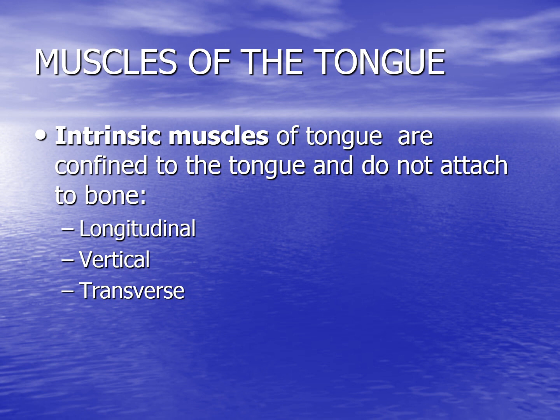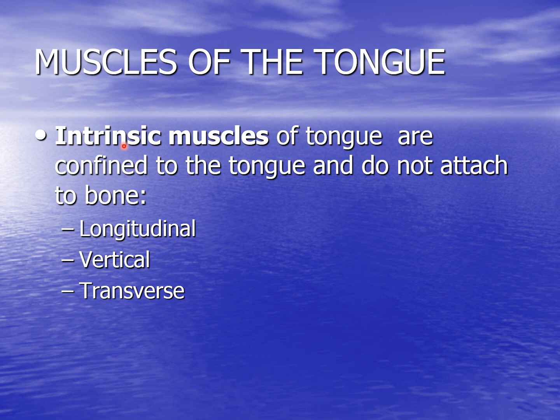What are the muscles of the tongue? We have two types of muscles. Either muscles called intrinsic muscles. Intrinsic means that it lies inside the tongue. They are confined to the tongue and they don't have any bony attachment. So they lie inside the tongue.